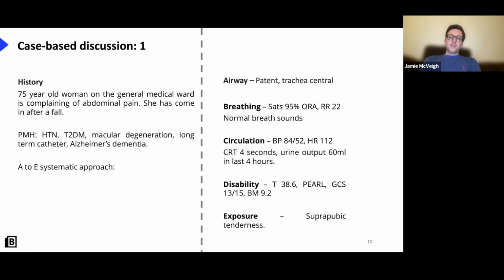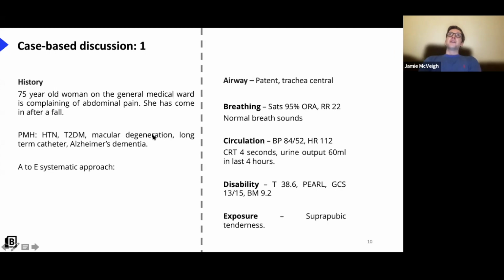And then circulation, you ask the nurse to do some obs, and she tells you that the blood pressure is 84 systolic and the heart rate is 112. And with your examination while the nurse is getting those obs, you find that her cap refill time is 4 seconds, and the nurse reports that her urine output's been pretty poor over the last 4 hours. She's only produced 60 mils, okay?